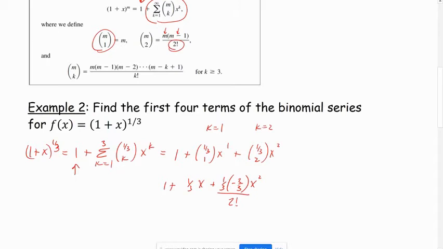From this, when k equals 3, we're going to have 1/3 choose 3, x cubed. And so that's going to be 1/3 times one number less than that, negative 2/3. M minus 2 is going to be negative 5/3, x cubed. And again, since k is 3, we have 3 numbers in our product on top, and then it's going to be divided by 3 factorial.